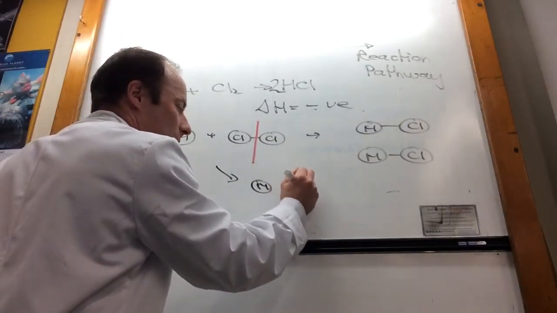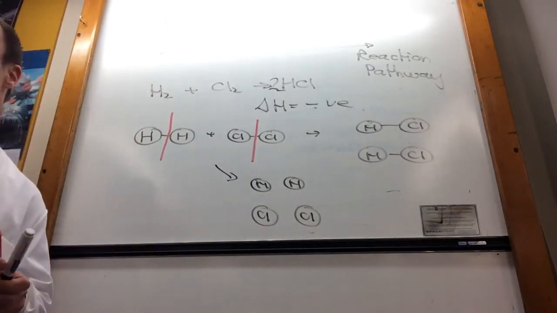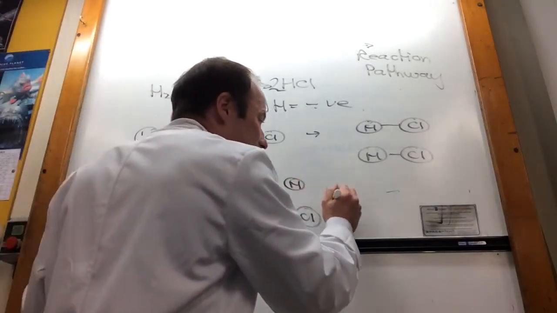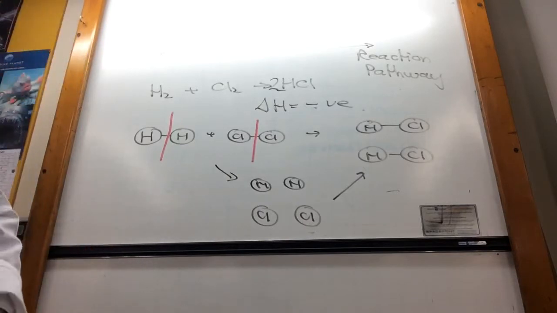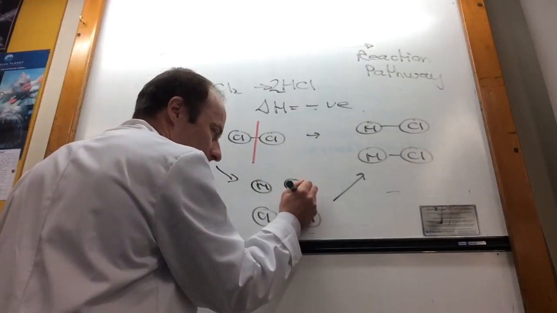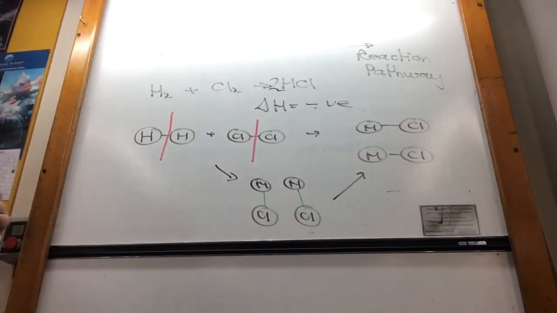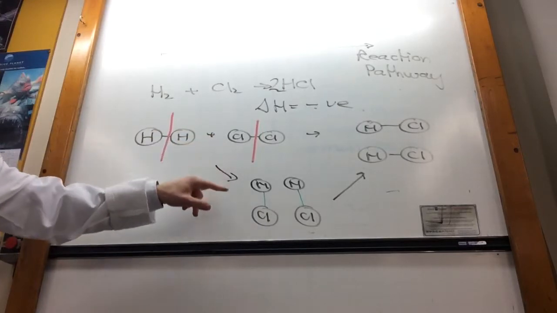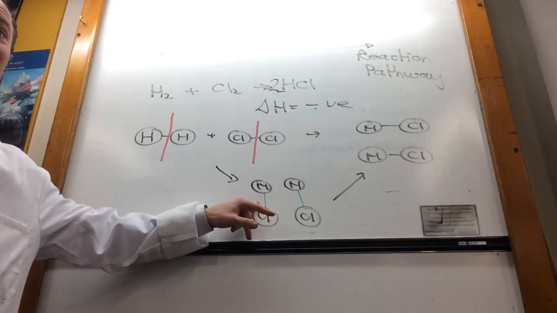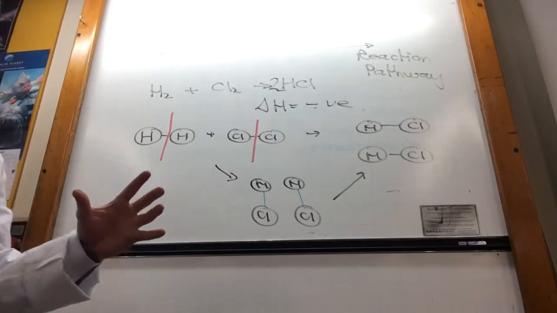little hydrogen atoms, so 2 hydrogen atoms and 2 chlorine atoms, and then these guys recombine, so they come along and they form new chemical bonds. So hydrogen and chlorine get together like so, here and here, so they are forming chemical bonds. So the first step in any chemical reaction is to break the bonds, and then the second step is to make the bonds.